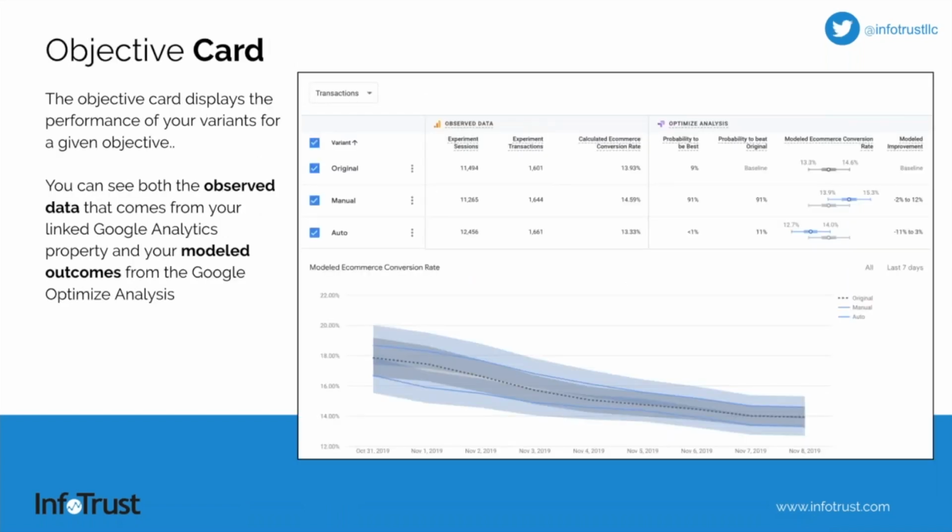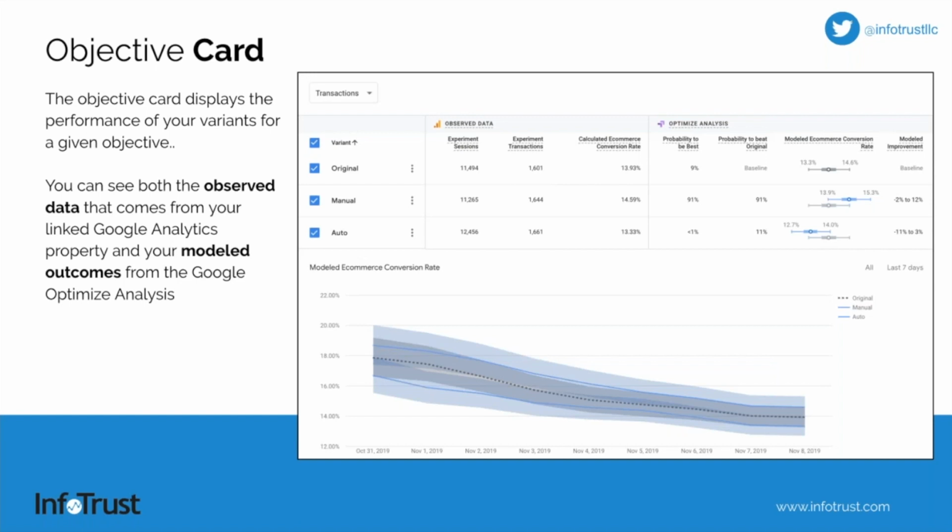The objective card will give you more details about the results of your tests. It displays the performance of your variants for each selected objective over time. In this example on the screen, transactions is selected, so you'll see both the observed data and the modeled outcomes from Google Optimize analysis. You can actually see what was measured in Google Analytics during your experiment.